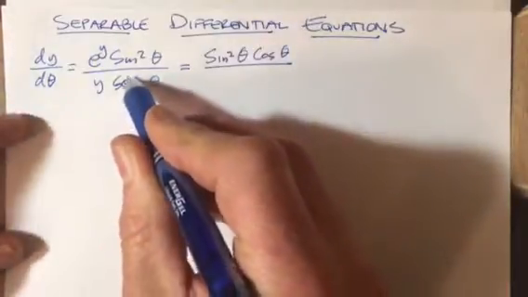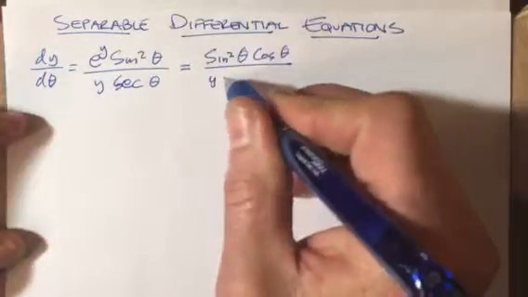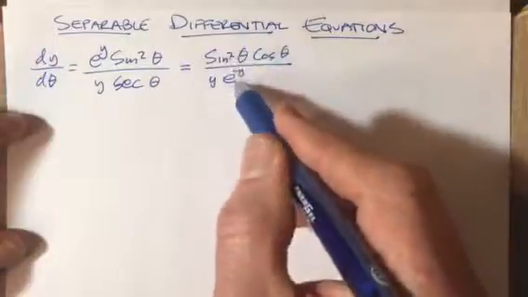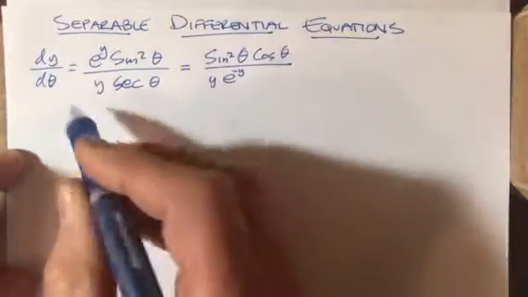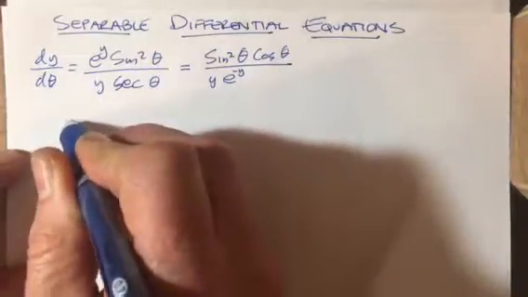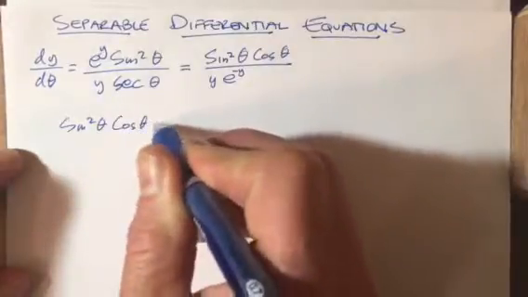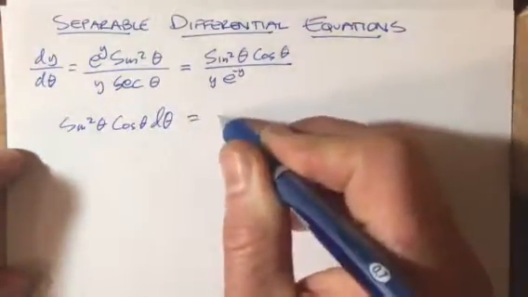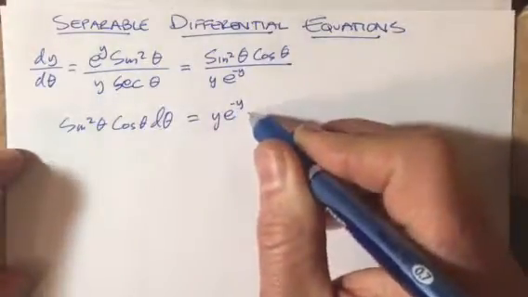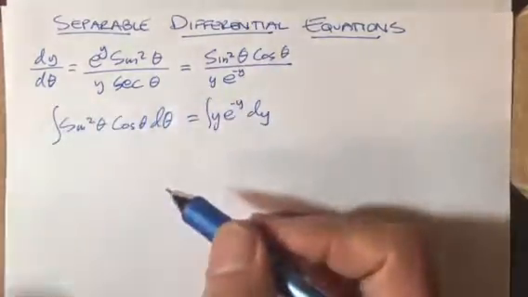Again, secant is 1 over cosine, so it pops it up. And then down below will be e to the y, and then I'm thinking ahead here, e to the minus y when it goes down below, okay? Well, then I can write this as our separated expression. I can say that's sine squared of theta cosine squared d theta equals y e to the minus y and then dy.